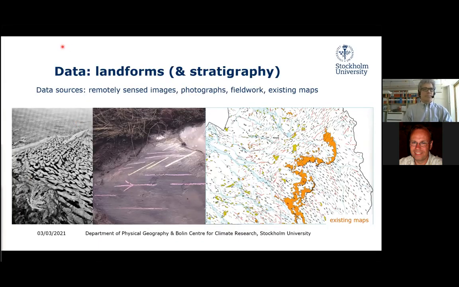Okay. Welcome back, everybody. We continue the lecture on the reconstruction of ice sheets, and we're getting into the part where we really do the paleoglaciological inversion technique, to understand what ice sheets did and how they looked.